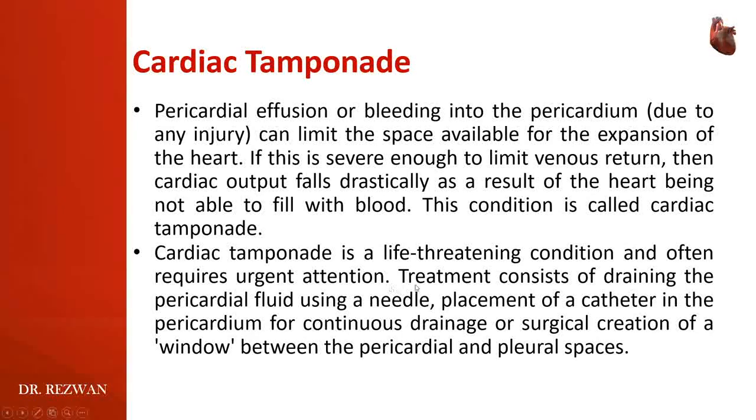The treatment consists of drainage of the pericardial fluid by using a needle immediately, and obviously placement of a catheter in the pericardium for continuous drainage, or surgical creation of a window between the pericardial and the pleural spaces. That means we cannot allow the pericardium to have excessive fluid within the pericardial sac. That's all about the cardiac tamponade.